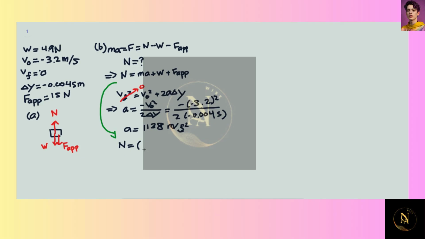So we don't actually know the mass, but we know how to solve for it by dividing weight by gravity. So that's the mass. Multiply that by the acceleration. Add that to the weight again, so that's 4.9. And then adding that to our applied force of 15. Plug it all into a calculator and then get a value of 590 newtons to two significant figures.